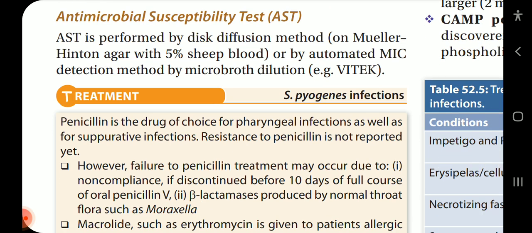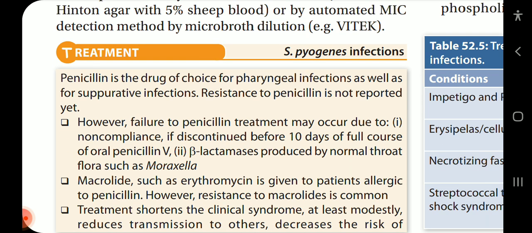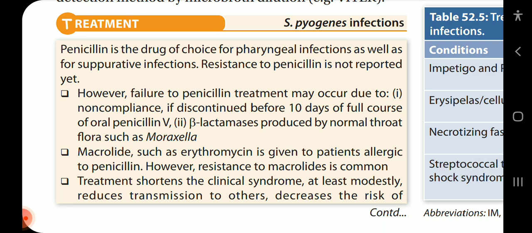Antimicrobial susceptibility test, AST. AST is performed by disc diffusion method on Mueller-Hinton agar with 5% sheep blood or by automated MIC detection method by microbroth dilution, for example Vitek. Treatment. Streptococcus pyogenes infection treatment involves penicillin, the drug of choice for pharyngeal infection as well as for suppurative infections. Resistance to penicillin is not reported yet. However, failure of penicillin treatment may occur due to non-compliance if discontinued before 10 days of full course of oral penicillin V. Second, beta-lactamase is produced by normal throat flora such as Moraxella. Macrolides such as erythromycin are given to patients allergic to penicillin. However, resistance to macrolides is common.